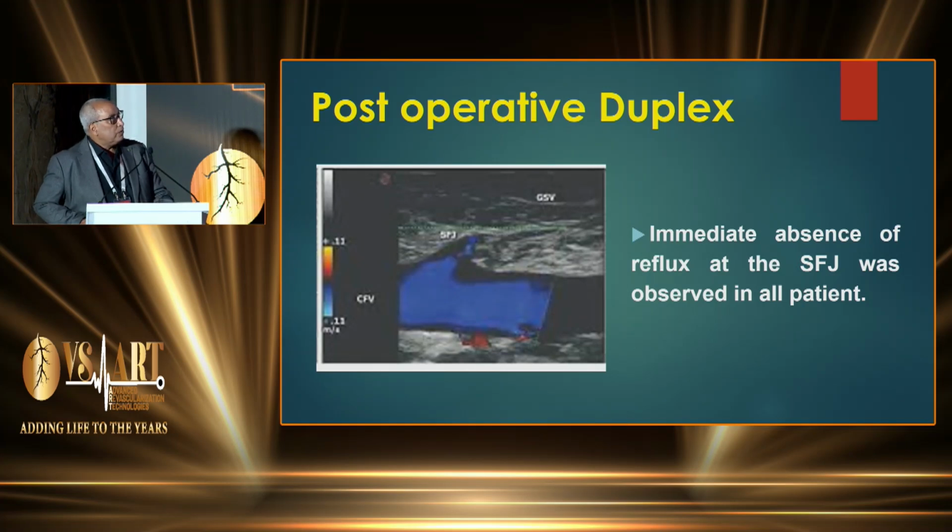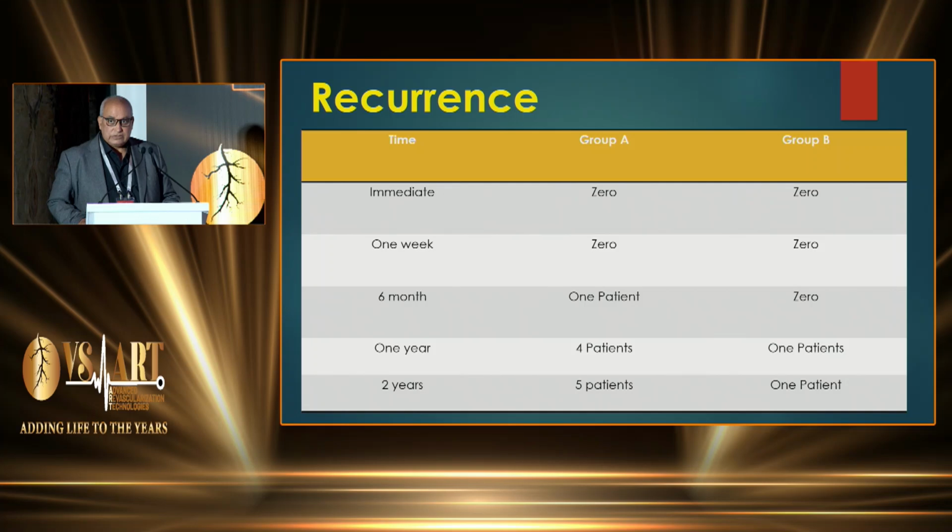This is the post-operative duplex immediately after ablation, showing no reflux in all patients, and 1 week later, no reflux in both groups. But this is very nice after 1 week, 6 months, 1 year, and 6 years. As you see, we have only 1 patient with recurrence of reflux after 2 years in the crossectomy group, but we have 6 patients with reflux after the standard technique.